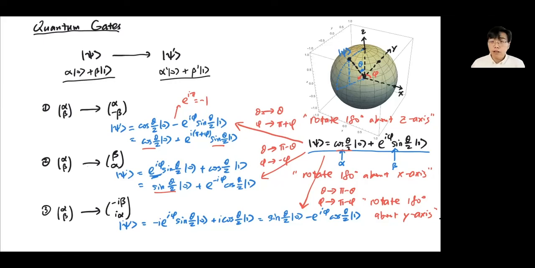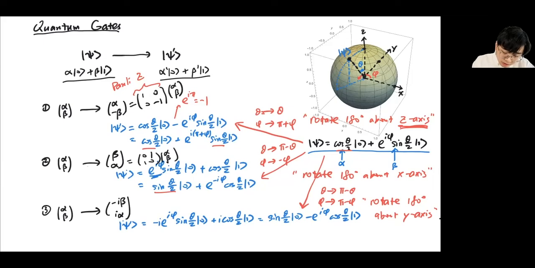And in fact, we can represent this process mathematically with rotation matrices. For example, here, alpha, minus beta is essentially a 2 by 2 matrix multiplied on the input. And we call this matrix the Pauli Z matrix for obvious reasons, that it's a rotation about the z-axis. And similarly here we have the Pauli X matrix. And here the Pauli Y matrix.